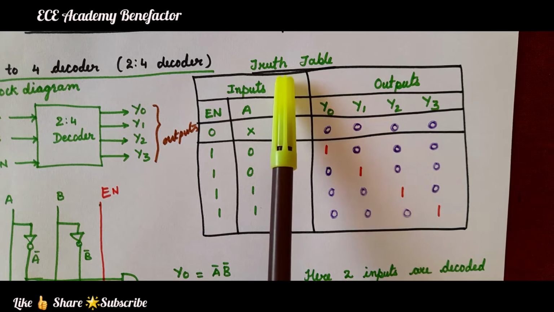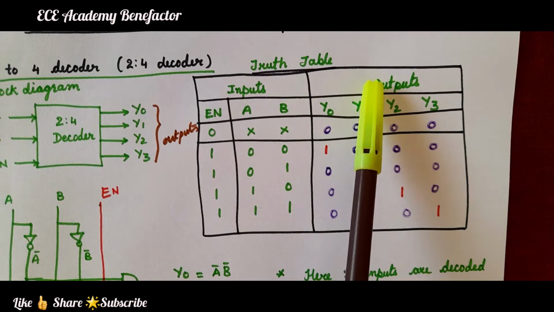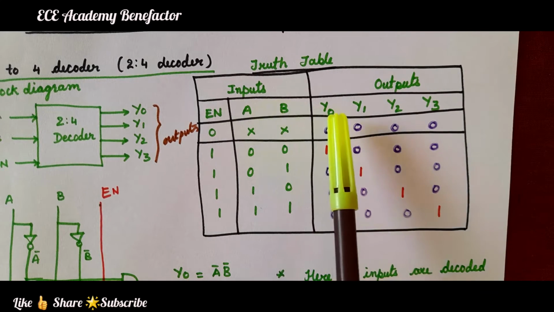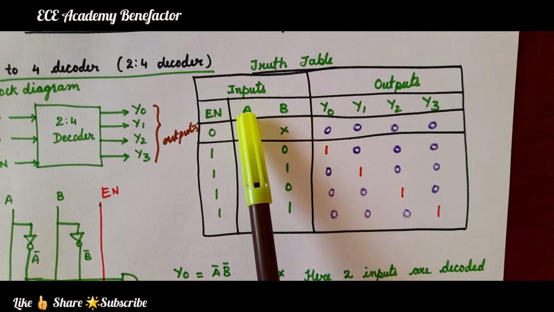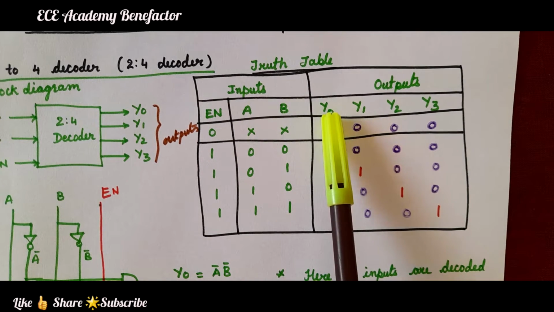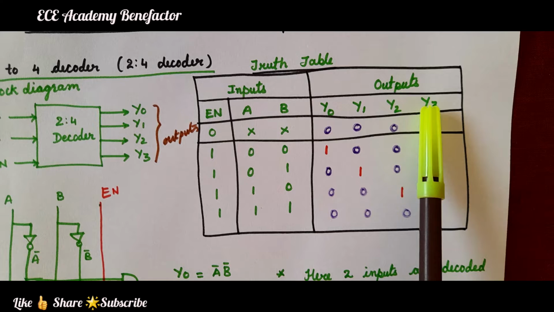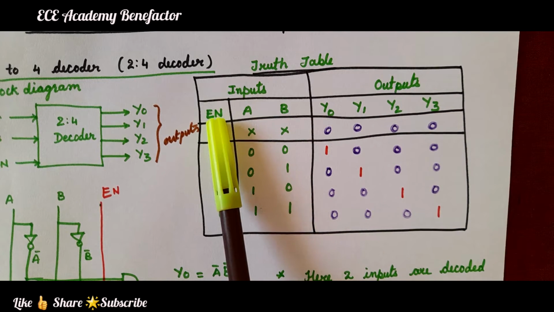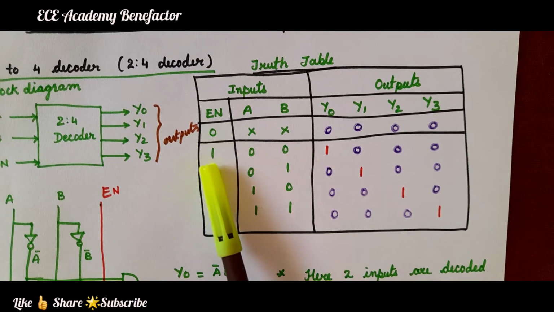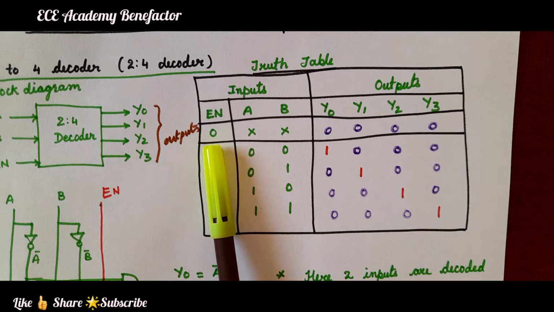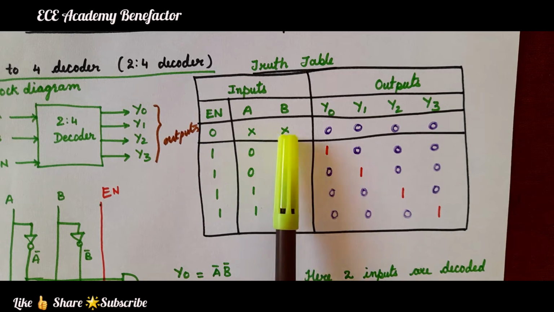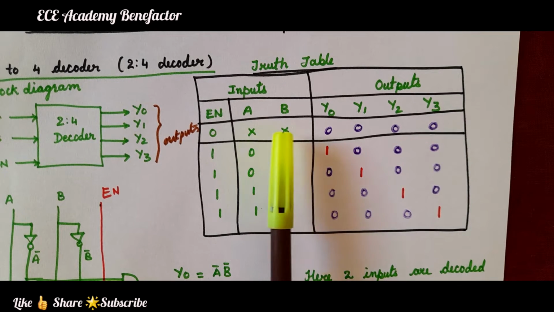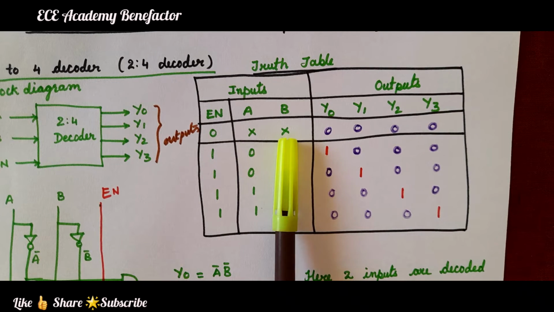Let us see the truth table of 2:4 decoder. Truth table is comprising of inputs and outputs. Inputs are 2 inputs A and B and 4 outputs Y0, Y1, Y2, Y3. And to enable this 2:4 decoder, we have one enable input. In the first condition, when the enable input is 0, A and B are shown by cross mark. It means it is a do not care. That means A can hold 0 or 1. Similarly, B can hold the value 0 or 1.